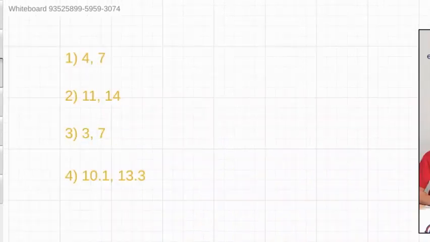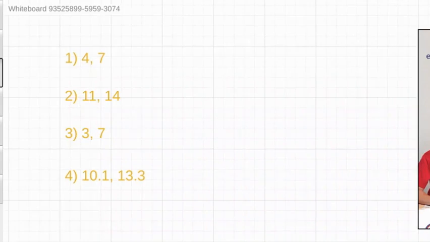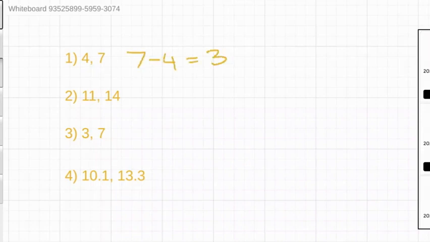Alright, let's do some practice. Determine the possible range for the third side of a triangle given the other two sides. So our two sides are 4 and 7, and we're trying to see what the third side's range is. So we need to subtract and we need to add. 7 minus 4 is 3. That'll be our lower bound, which is less than x, which is less than our upper bound, which is 4 plus 7, which is 11.